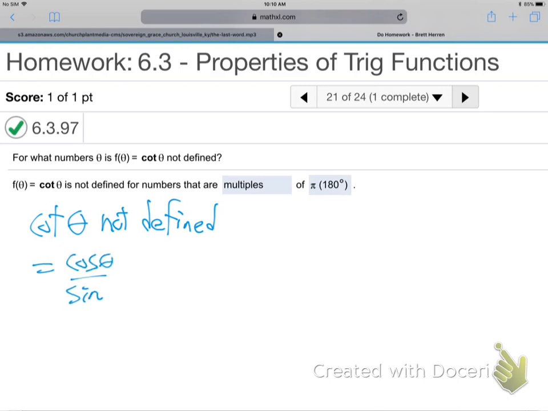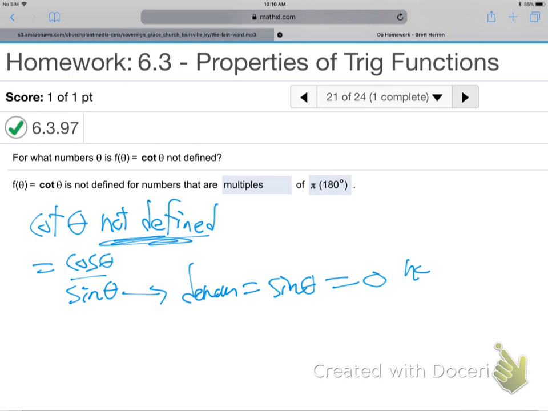Cosine over sine. Remember, it's upside down of tangent. Tangent is sine over cosine, so cotan is cosine over sine. Okay, great. So what? Well, how does a fraction ever become not defined? Undefined, in other words. 0 where? In the bottom, right? The denominator, which is sine, must equal 0 to be not defined.